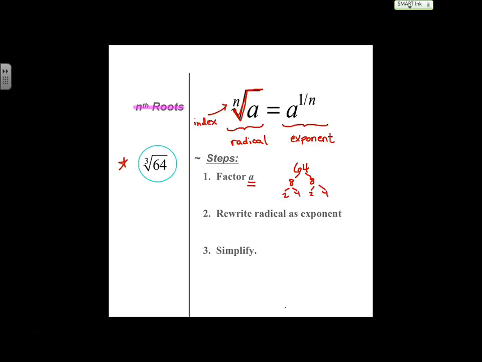So then 2 and 2, and then 2 times 2. What can we say about 64 then? 64 is 2 to the 1, 2, 3, 4, 5, 6. 64 is 2 to the 6. Question: have we factored it as far as we can? Yeah, we can't go any further, right?